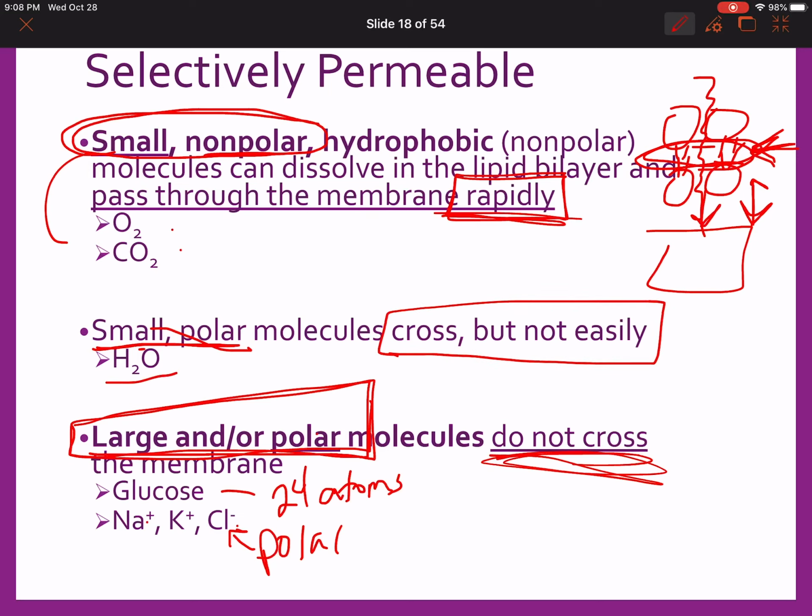Great example is water. Water's only 3 atoms, right? CO2 is 3 atoms. We're small. But this whole region, the tail region, we hate water. And here comes water going, let me through. It actually kind of works, but not well, right? So this is kind of the in-between of yes, but slow.